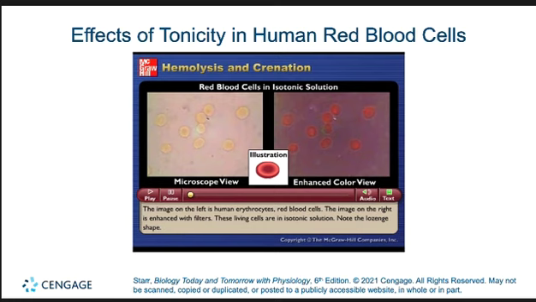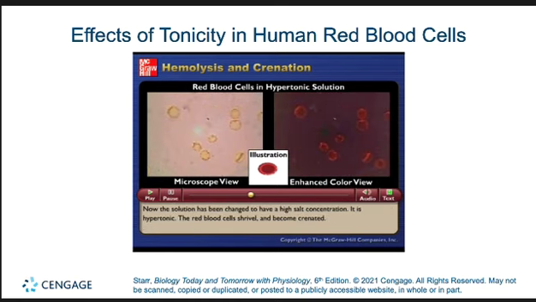Let's look at how this works in red blood cells. The image on the left is human erythrocytes, or red blood cells. The image on the right is enhanced with filters. These living cells are in isotonic solution. Note the lozenge shape. Now the solution has been changed to have a high salt concentration. It is hypertonic. The red blood cells shrivel and become crenated.